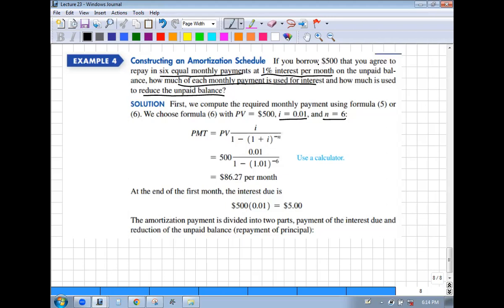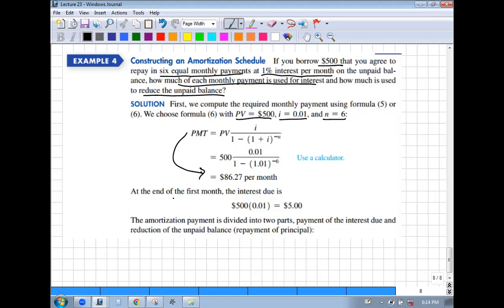So let's see, we borrowed 500 bucks. So that's our present value. What's the first question here? How much is used for interest and how much is used to reduce the unpaid balance? So we're using our formula. We could figure out what our payment is, right? That's the first step. We just plug our numbers into our formula. We know what our payment is.